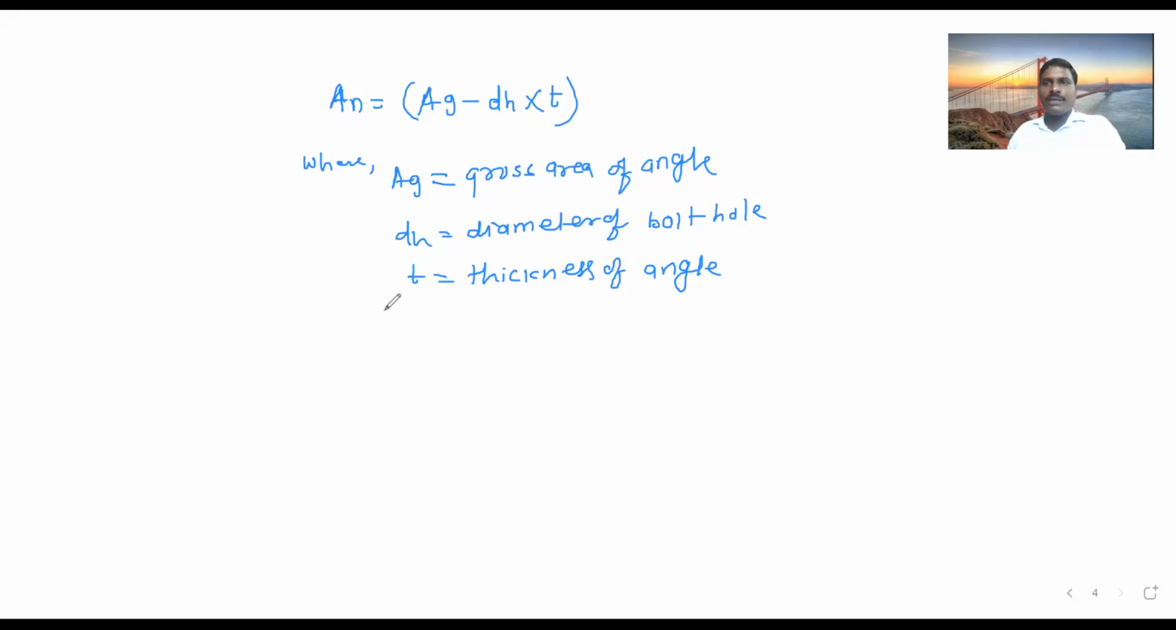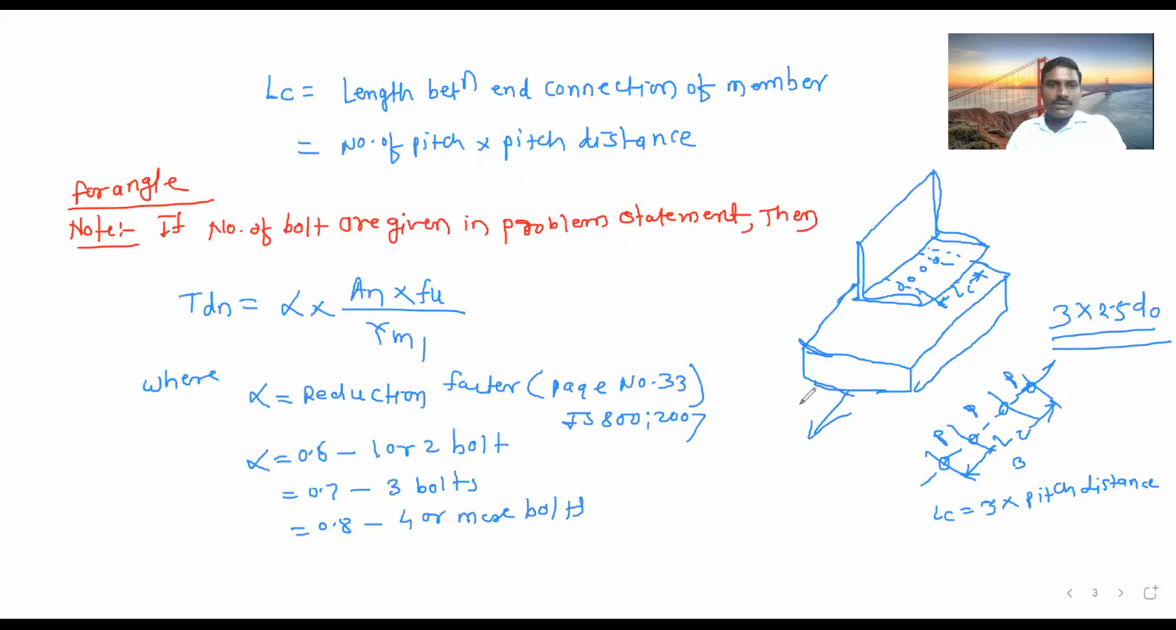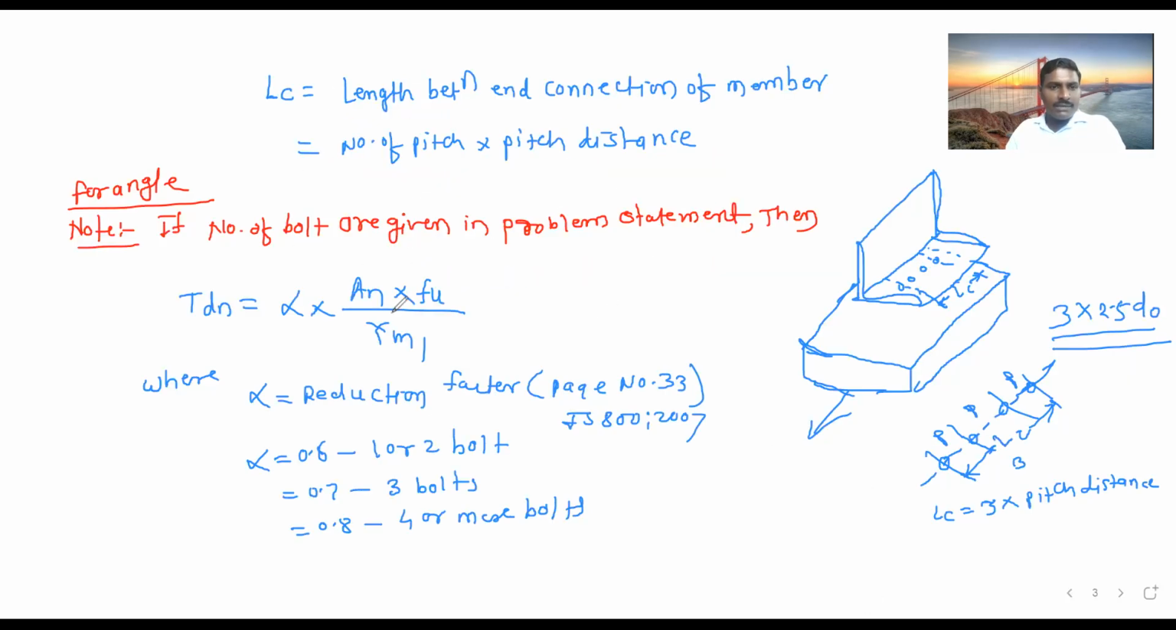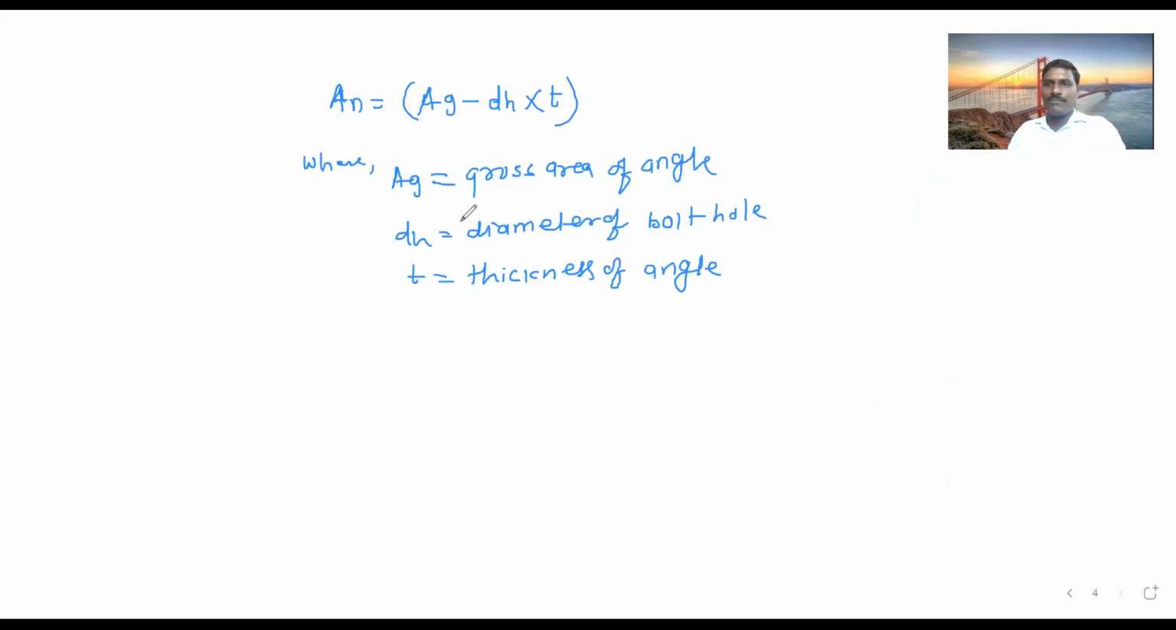Yes, sir. If number of bolts are given, then we have to use this formula. Here we have to calculate alpha and AN. These two are the unknowns. Alpha we can take by using this condition, and AN we can calculate by using this formula. So here the second design strength is now over.